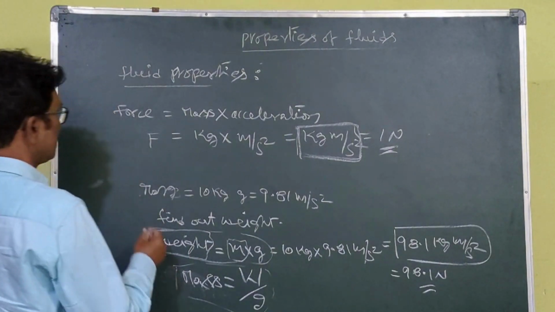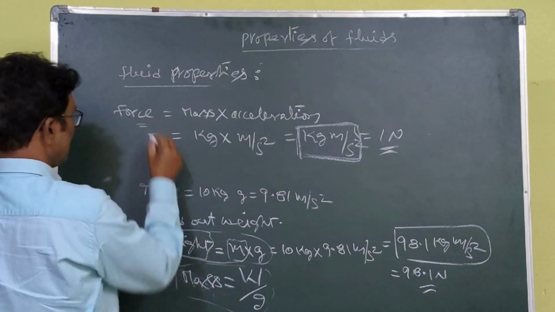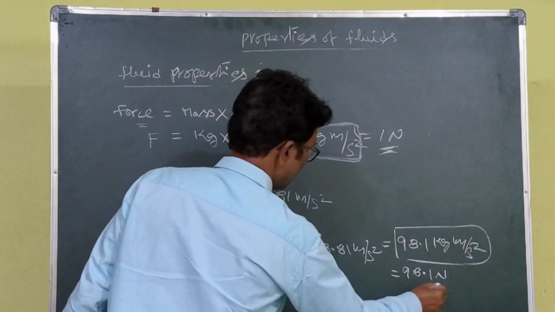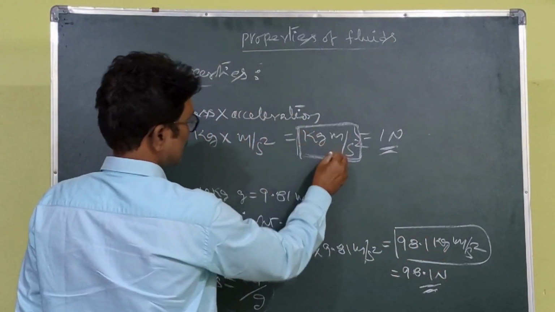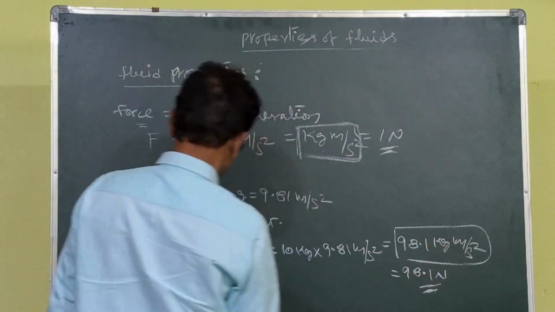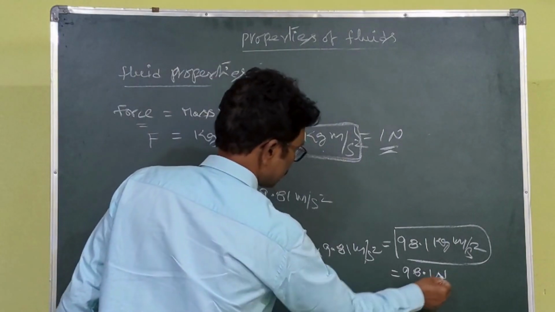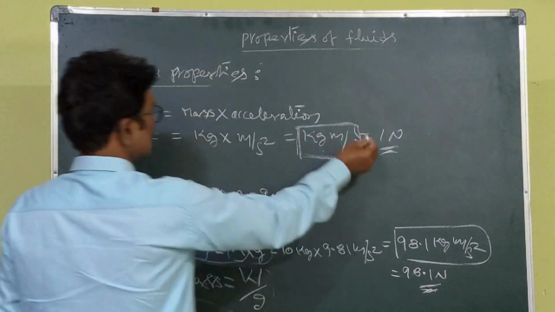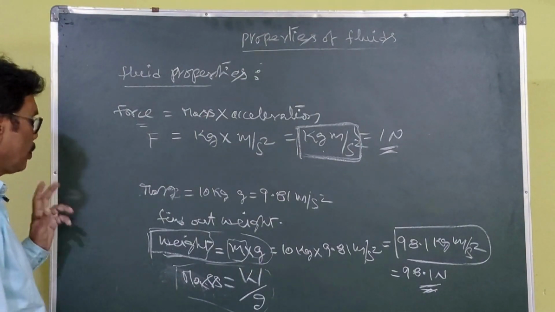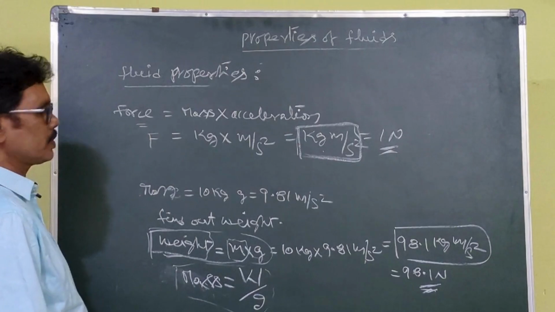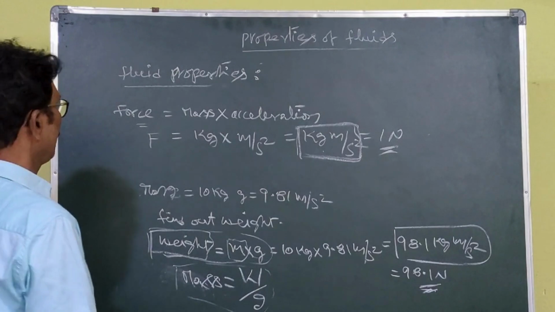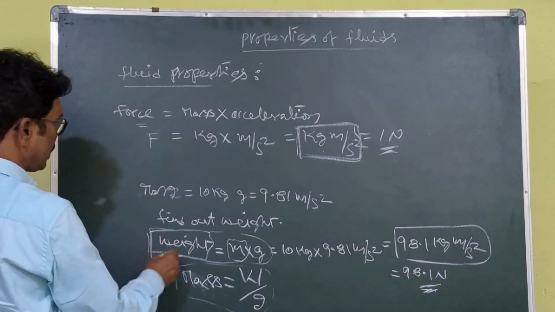Of course, if you observe this, force and weight have the same units: kg meter per second square. Weight is also converted into newtons, so force is also in newtons. But what is the difference between force and weight? Coming to that, different types of forces are there: contact force, frictional force, shear force, and so on. This is one kind of force.